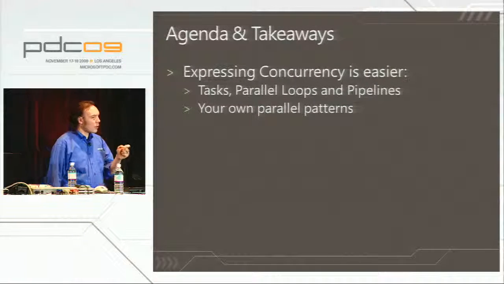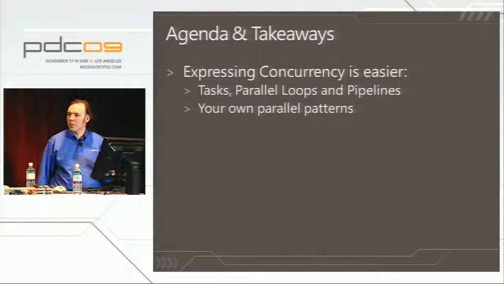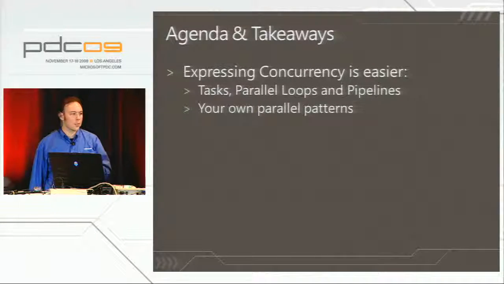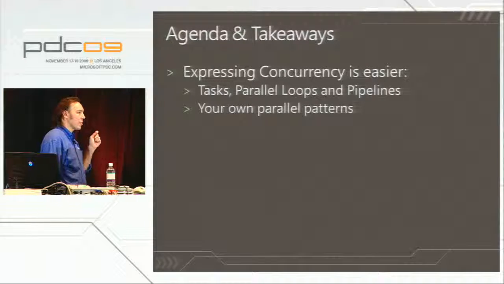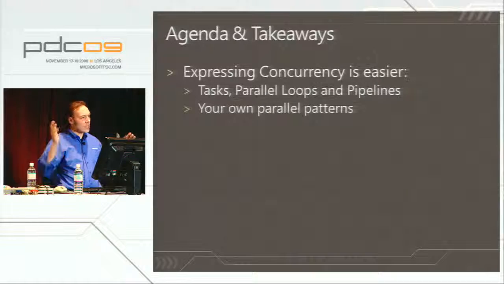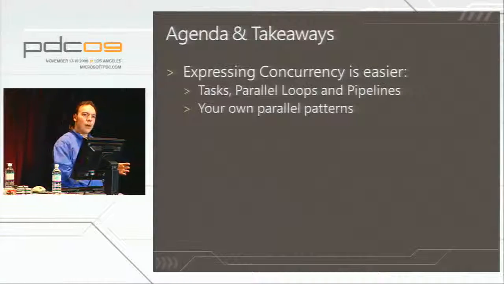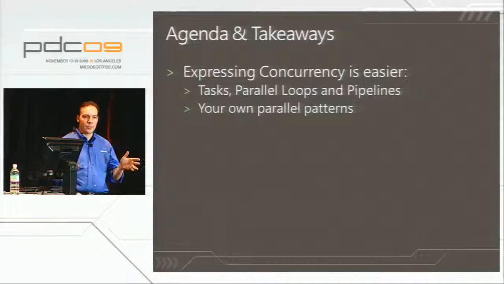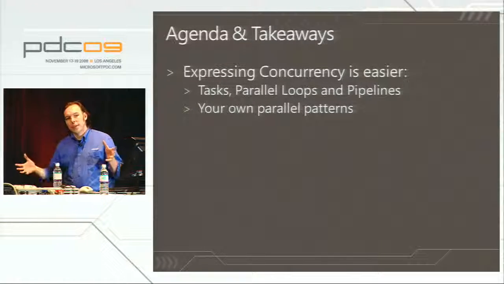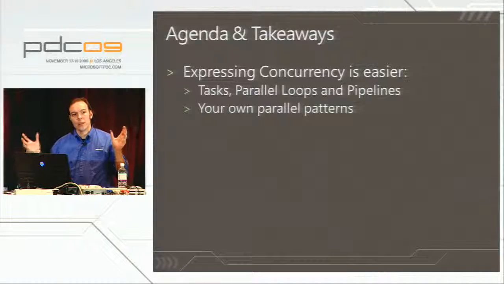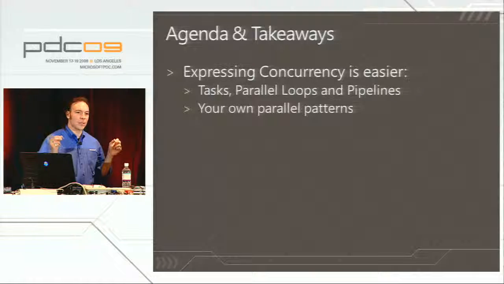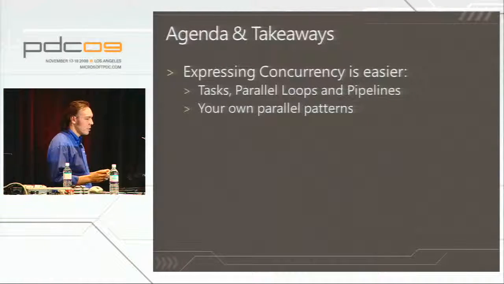Specifically, what I want you to walk away with is that expressing concurrency is easier in C++. We can talk about tasks, parallel loops, and build concurrent pipelines so you can stream data through a pipeline, apply tasks to each stage of that pipeline and get speedups there. You can nest a parallel loop inside a stage of that parallel pipeline and not see penalties from oversubscription or from that sort of composability of concurrency.